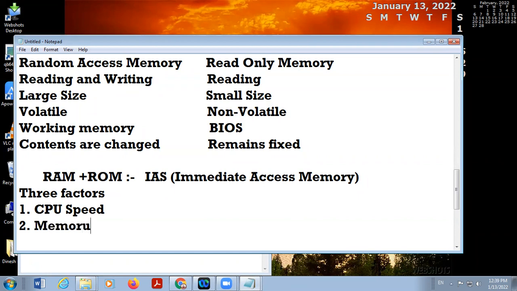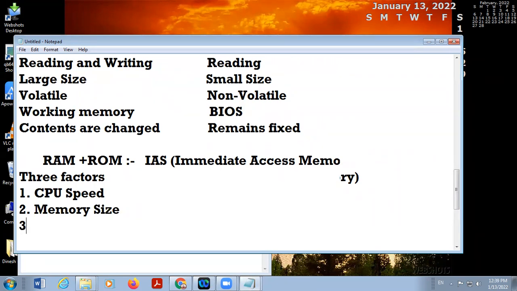Second one is memory size. More RAM, more speed. So if you have a good internal memory, the speed of your computer system will be improved. And next is the number of applications you are using. For example, if you installed very heavy applications like CorelDRAW, Photoshop, in that case the speed of your computer system will be slow. So these are the three factors.